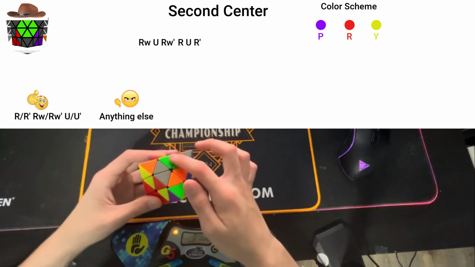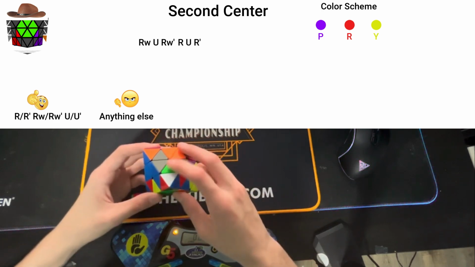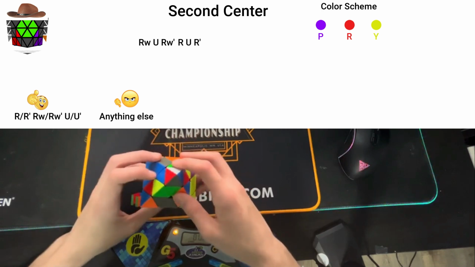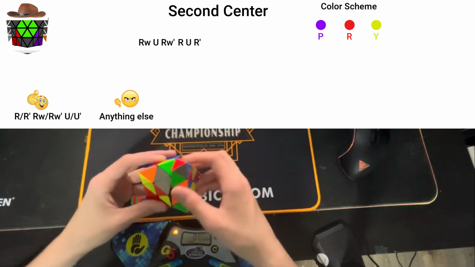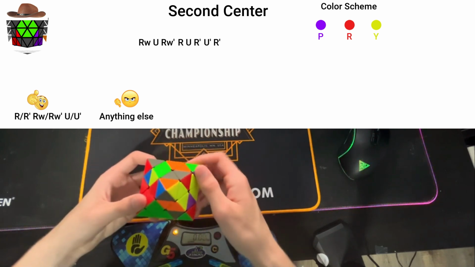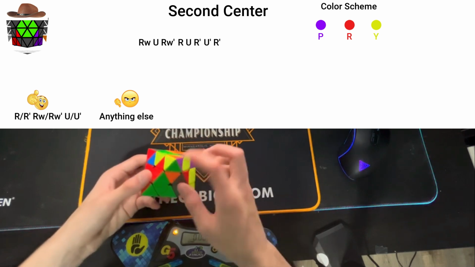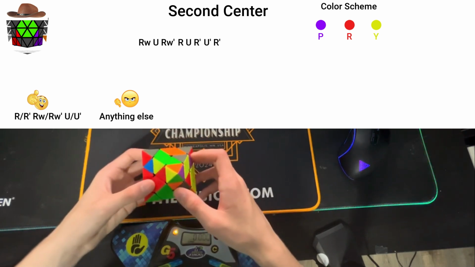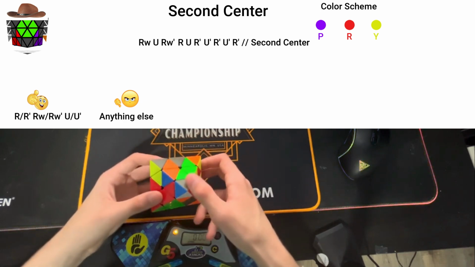Now we have this bar, and we just need to put one more triangle here. So looking around, that triangle is here on the back. Looking at it, if we did an R prime, it would be here. So to make our small trapezoid, we can do U prime, R prime. And now we have our small and large trapezoids. And to solve our first center, all we have to do is U prime, R prime.